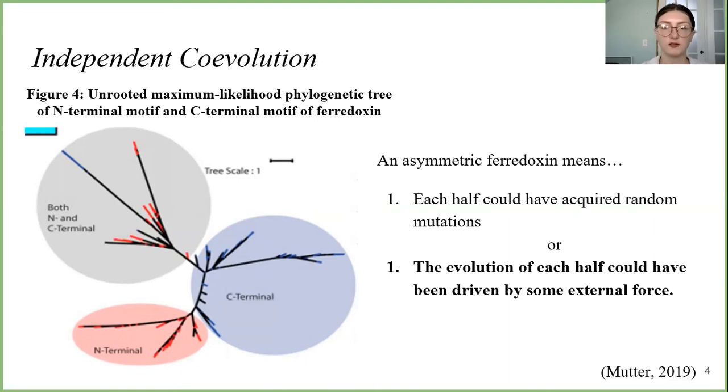Previous phylogenetic analysis with my lab of the amino acid sequence of each independent terminus of ferredoxin displays significant sequence conservation unique to each half. This suggests that the two halves of ferredoxin evolved independently under the influence of some external factors that specifically drove certain sequence changes to be conserved in each half.